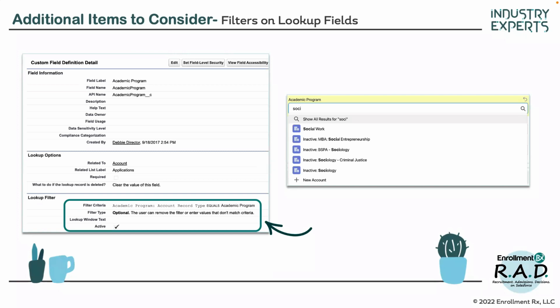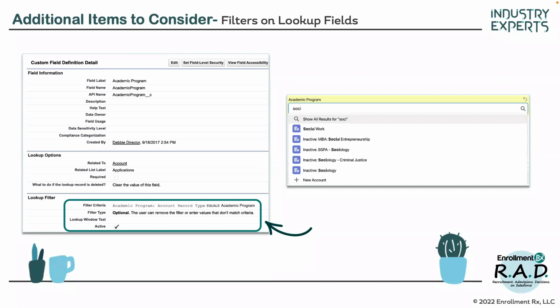So inside that field, what we would do is add a filter. We would say for this field, which is academic programs, I want to narrow it down to just a record type of academic program. This way, which is the image on the right, if I go into my academic programs and start typing, I'm only going to get programs. I'm not going to get any companies or anything else that might start with an S or an O or a C. It's just going to give me what I need.